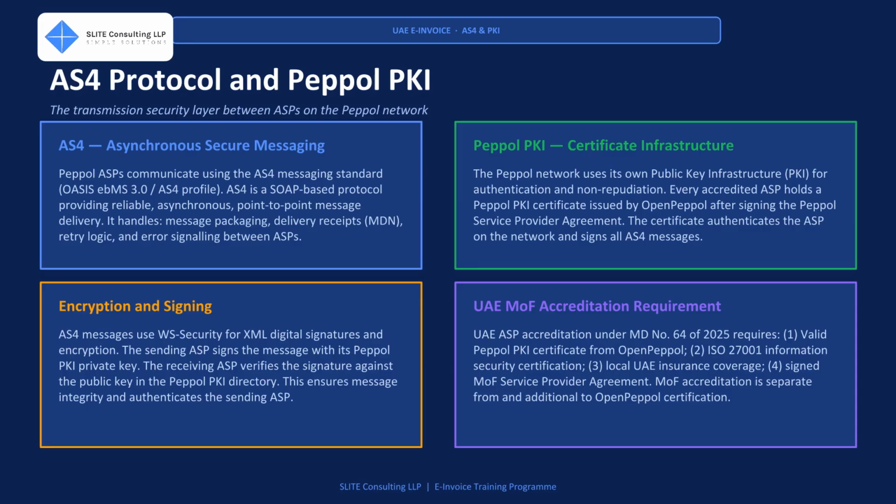For the UAE specifically, Ministerial Decision Number 64 of 2025 layers additional requirements. ASPs must hold ISO 27001 certification, carry UAE local insurance, and sign a service provider agreement with the Ministry of Finance. As a developer, you won't touch AS4 or PKI directly, but you will see their fingerprints in error messages from your ASP. Now let's look at how the network actually routes invoices to the right ASP.